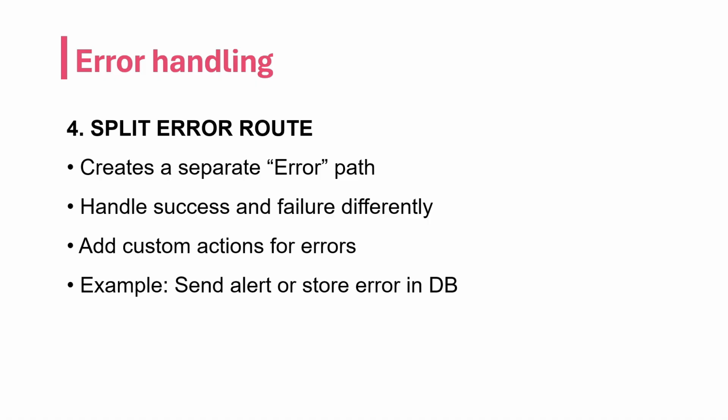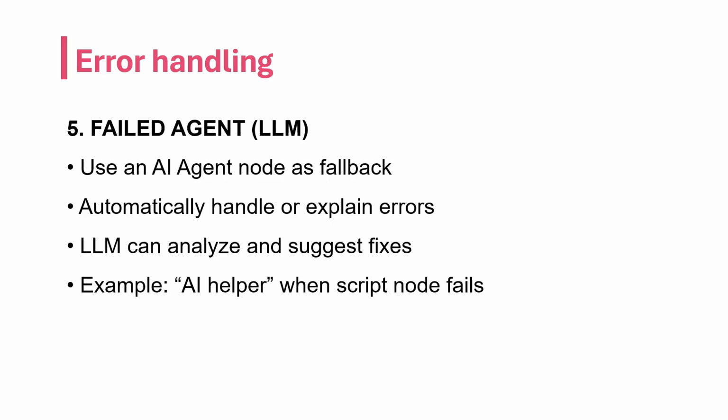The fifth is fallback agent through LLM. So here is a really cool use case, fallback agent using LLM, that is large language model. Using this, you can create a separate branch in your workflow using an AI agent node that catches errors and automatically responds or suggests a fix. Let's take an instance. If your function node fails, the LLM can receive the error message, analyze it, and tell you why it happened, or even generate a corrected version of your script. This adds intelligence to your workflow and acts like your personal troubleshooting assistant inside n8n.